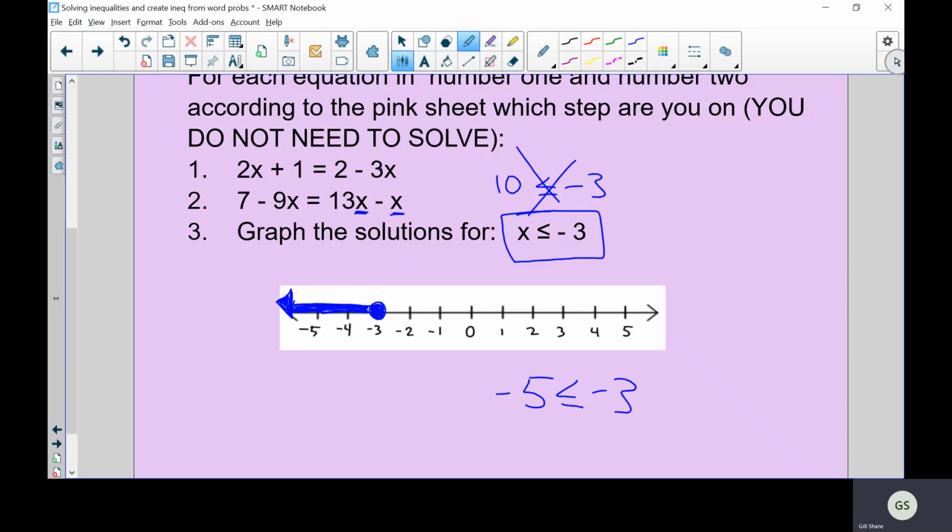Well, if I'm not sure how to do that, I could draw a number line. If you draw a number line on every test you take or every exit ticket, that's not a bad idea, just to make sure. Here's -3, here's -5. The higher up you are, the bigger the number, right? So -3 is bigger than -5, or -5 is less than -3. So that is a true statement, which it should be because I already tested 10, and that told me this side should be the side, and I just checked it and it did work.